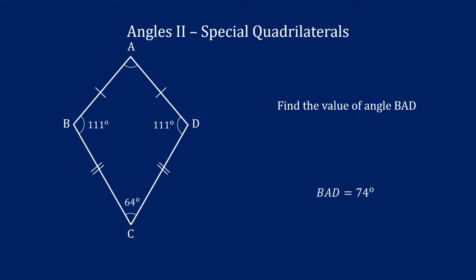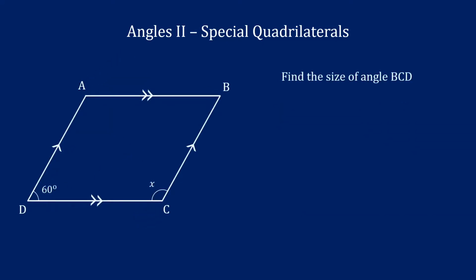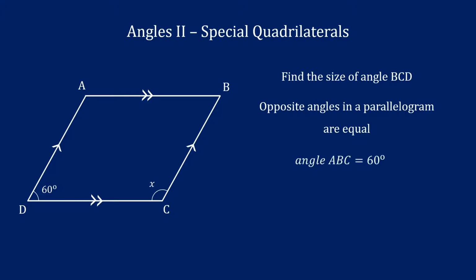Easy peasy. Now let's look at a similar question, but now we're using a parallelogram. So find the size of angle BCD. We don't have nearly enough information here yet to find what angle BCD is. Some of you who have done angles in parallel lines, I know you know how to do this, but we're using properties of quadrilaterals here, so work with me. But what do we know? We know that opposite angles in a parallelogram are equal. That means that angle ABC has to be equal to 60 degrees.